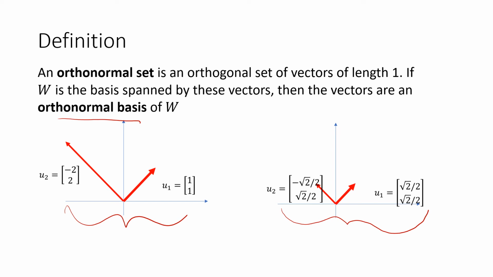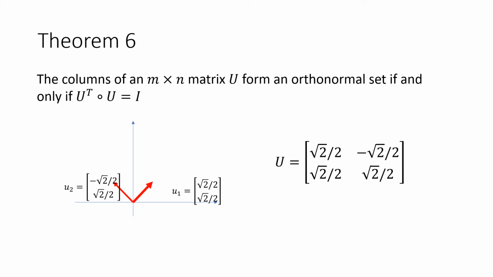So this, the first one, is an orthogonal basis. The second one is an orthonormal basis because all the lines are length 1. All the vectors in your basis are length 1, or norm 1, which gives us another theorem.